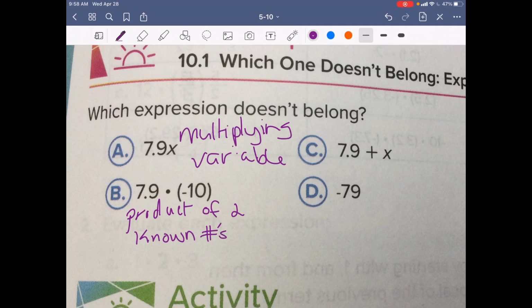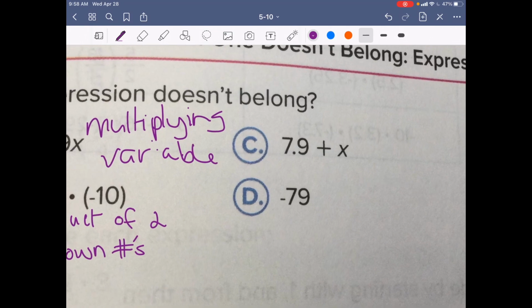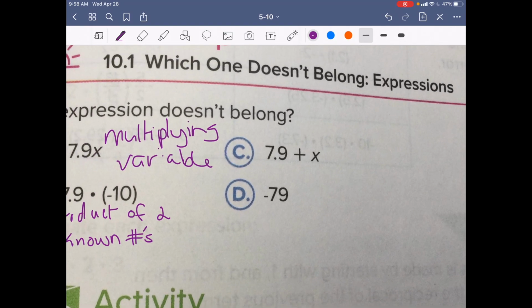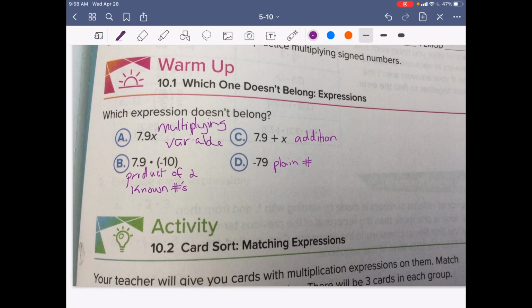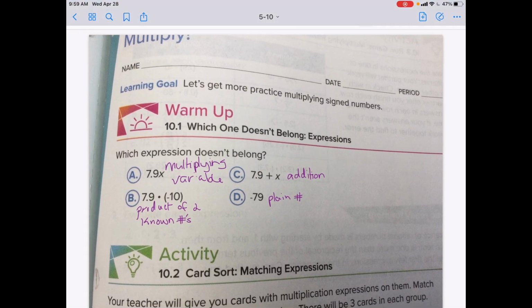Letter C, you could have chosen it because it was the only addition one. Or you could have chosen letter D because negative 79 is the only plain number. It's the straight number. There's nothing to multiply or add with. So it could have been any one of these that you found didn't belong. All right, let's move on.